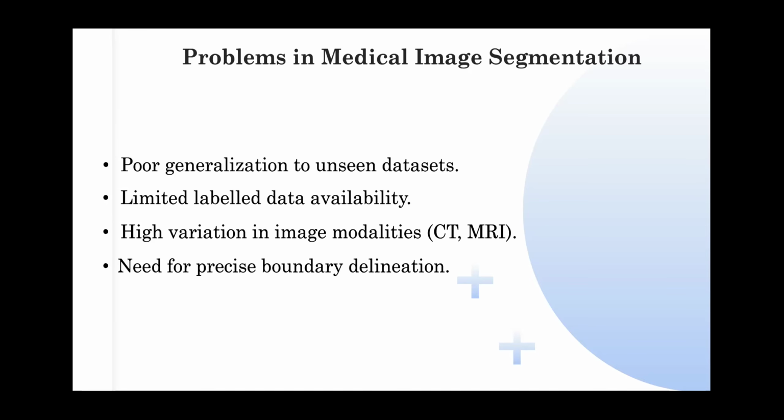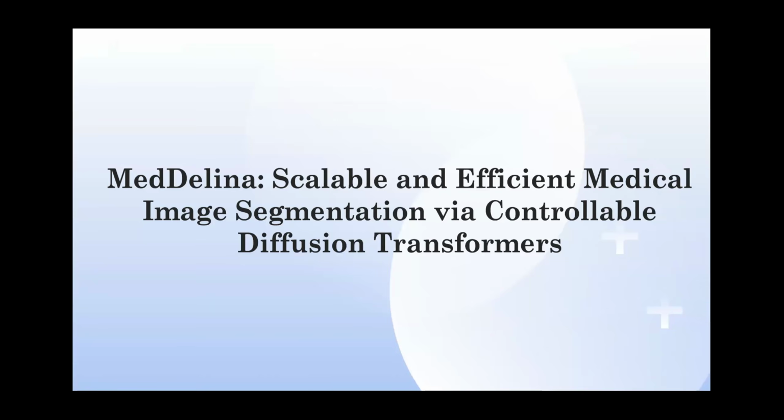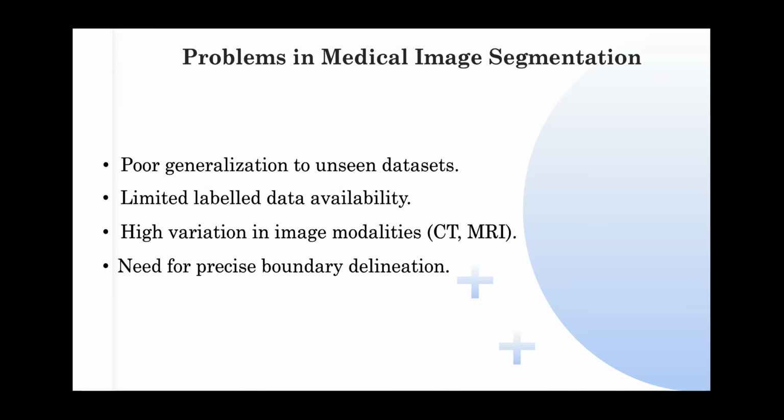If we try to segment abdominal organs, like the liver or the stomach, it's a little bit difficult for both large organs and small organs, like the pancreas or spleen, to get the boundary delineation right. So we named the paper MedDelina: medical image segmentation with boundary delineation.